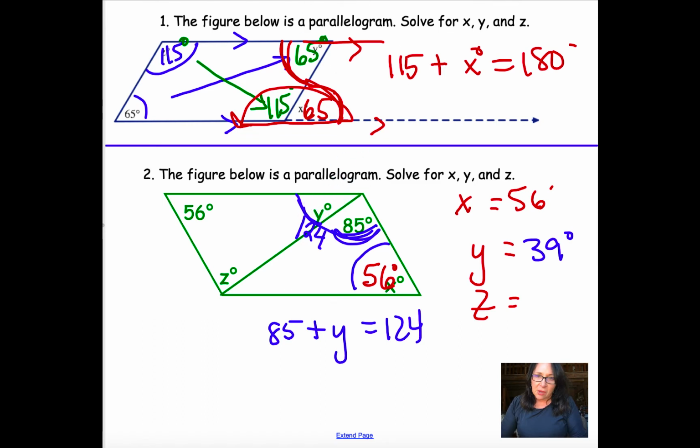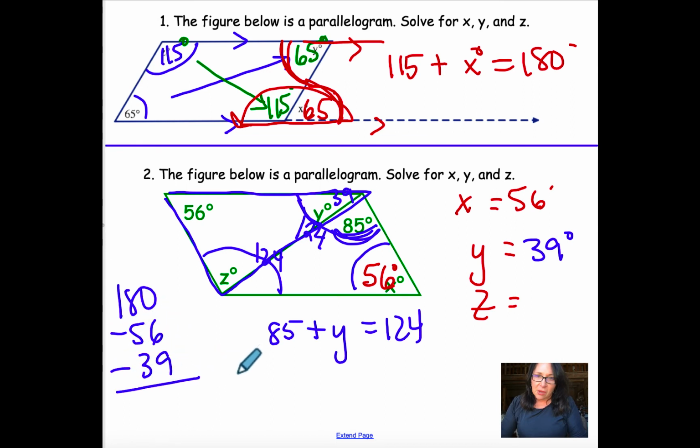Now, the last thing is that this being 124, that also is 124. But keep in mind that this triangle here has to also add up to be 180 degrees. So let's take 180 and subtract 56 and subtract 39. So we've got 180 minus 56 minus 39 degrees is 85. And so we know z is 85 degrees.